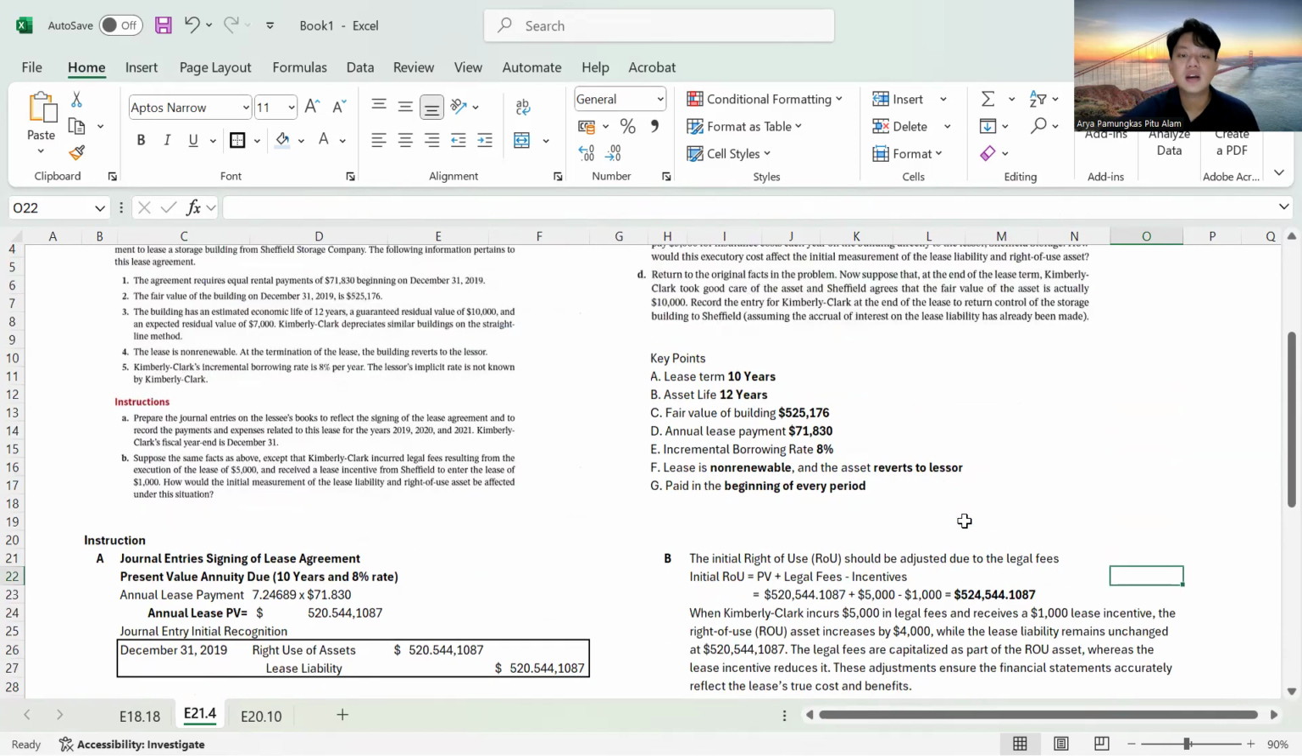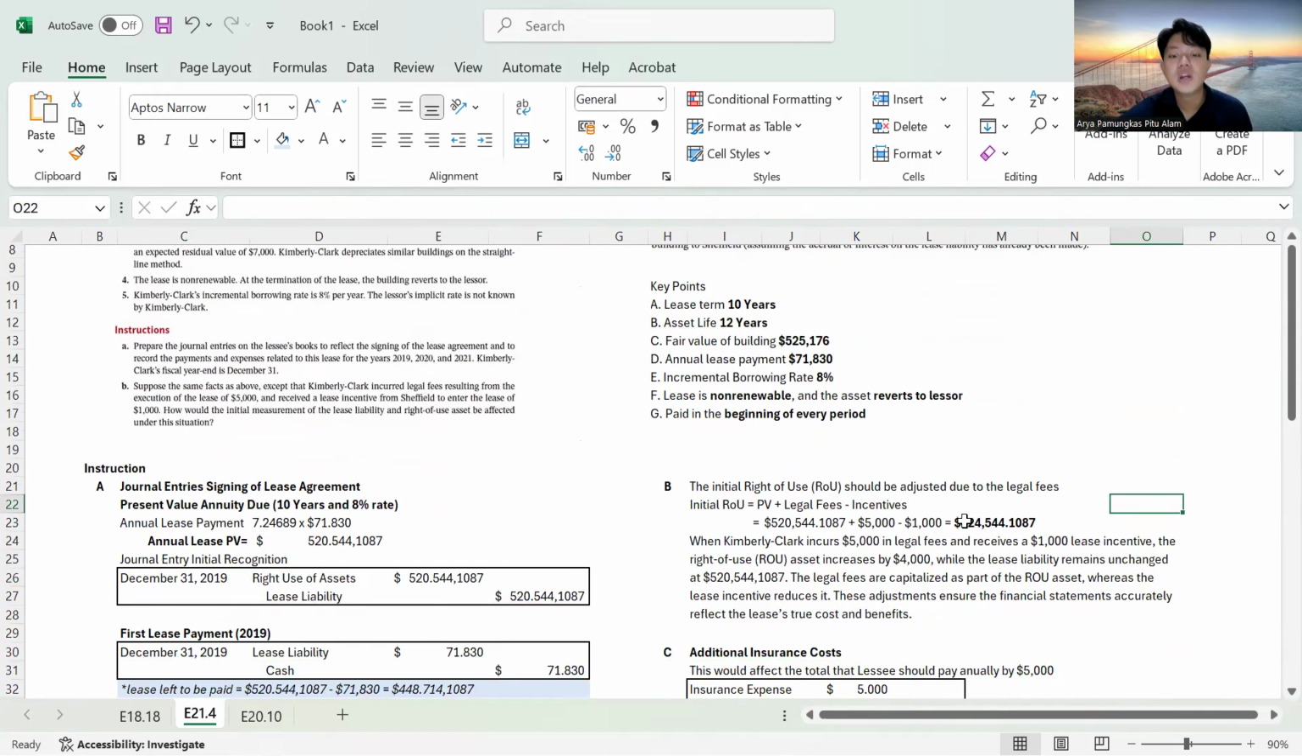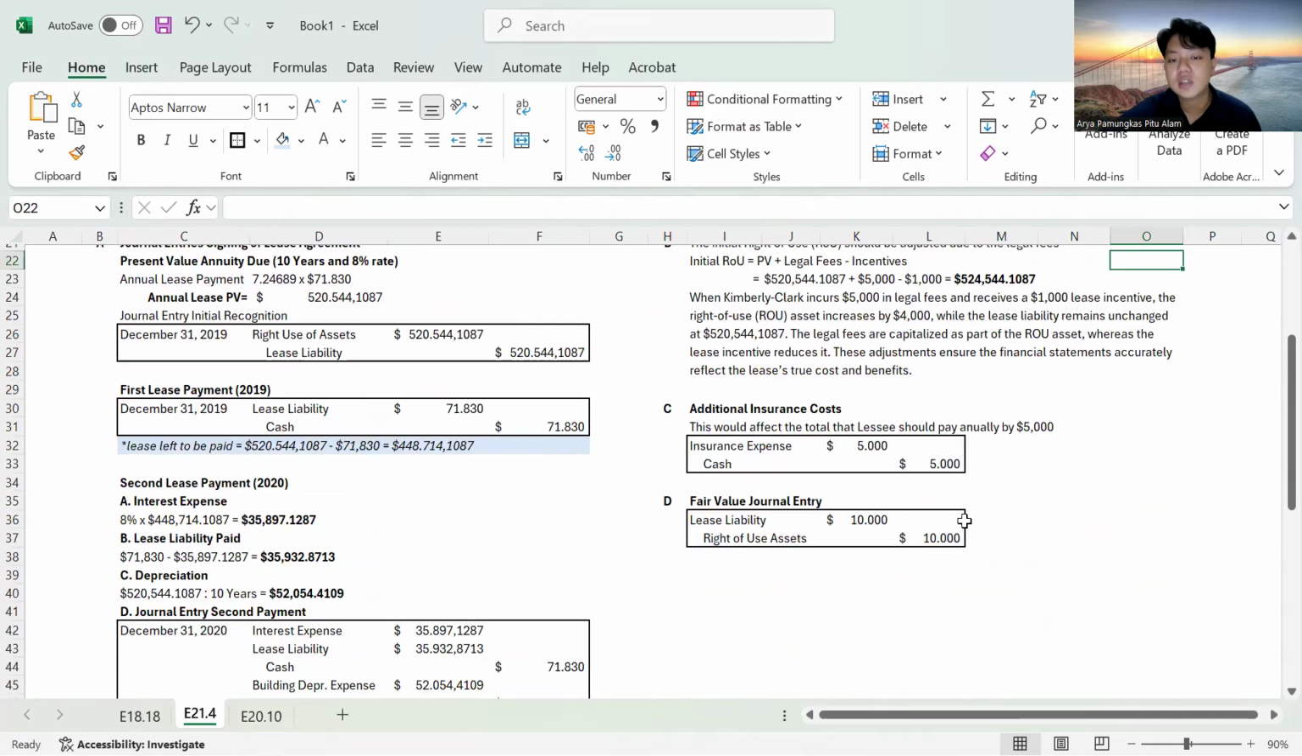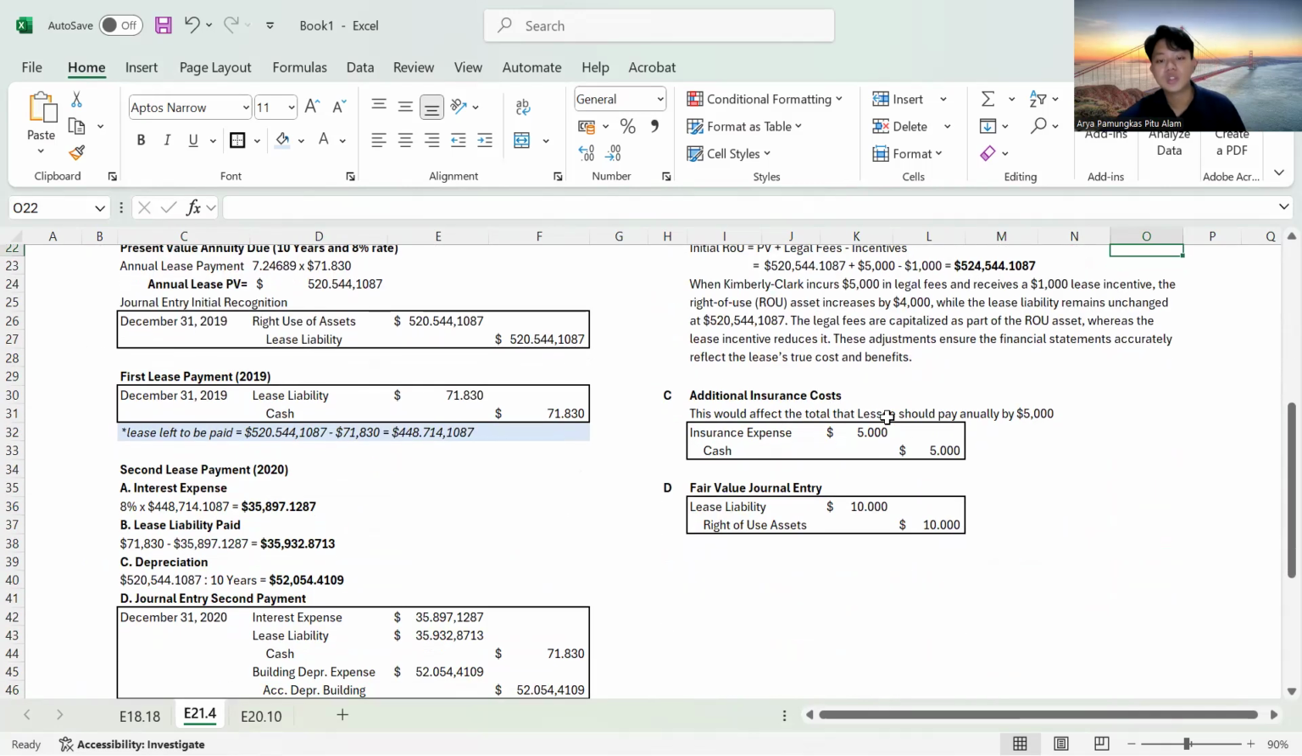And after we finish instruction B, we are going to move to instruction C, which is talking about additional insurance costs.